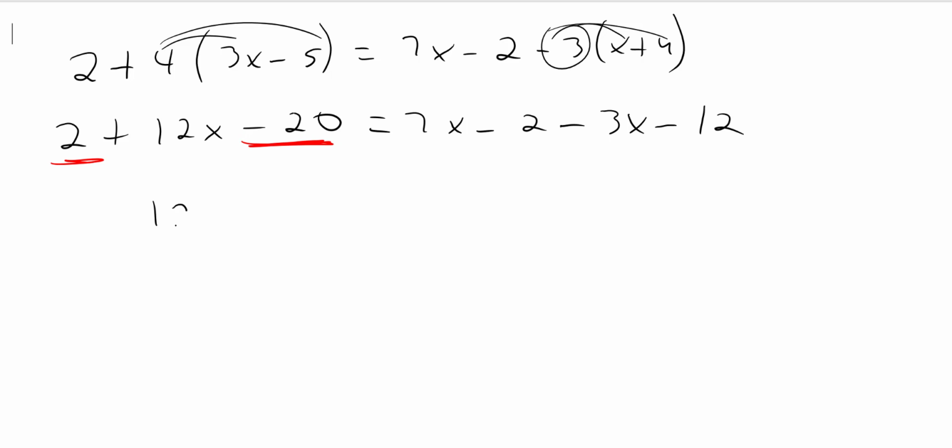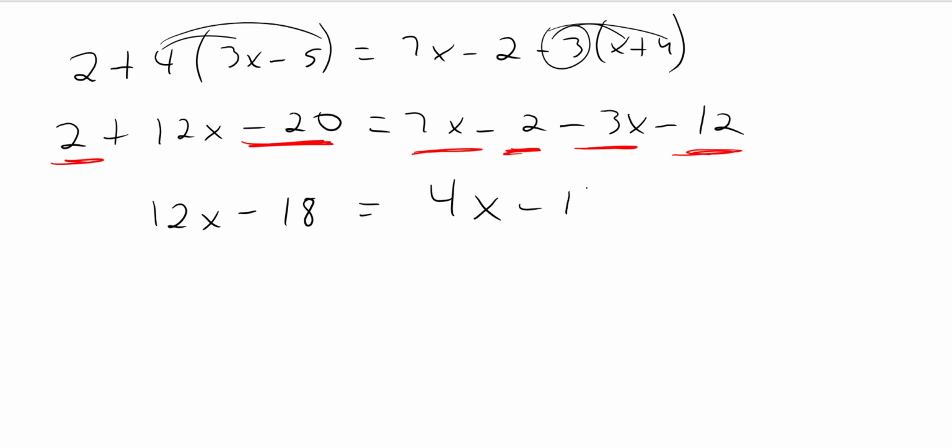So I'm going to say 12x. 2 minus 20 is minus 18, or negative 18. Okay, and then for the right side, here it is, 7x minus 3x is 4x. So equals 4x. And then negative 2 minus 12 is negative 14. Again, if you need to put it in your calculator, do that and get it right. Okay, so it's going to be minus 14.